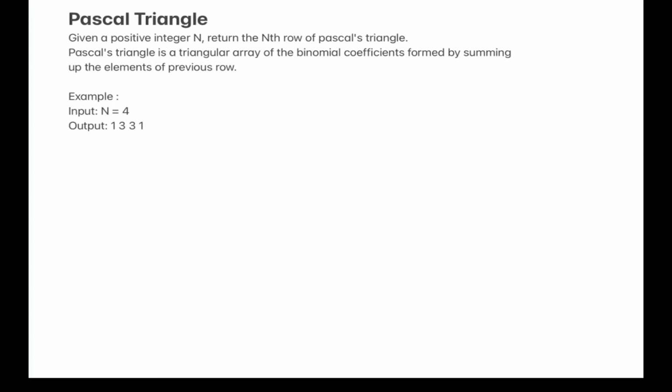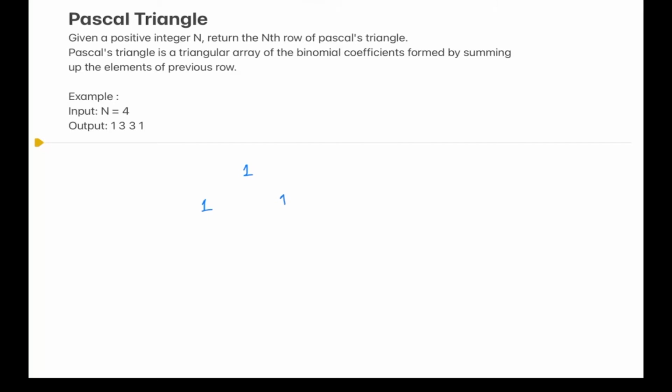So the question statement that we have over here is, given a positive integer n, return the nth row of Pascal triangle. Pascal triangle is a triangular array of the binomial coefficients formed by summing up the elements of the previous row. We will use dynamic programming to form the Pascal triangle, and in the process we will also see how Pascal triangle resembles NCR notation. So now I will quickly draw the Pascal triangle.